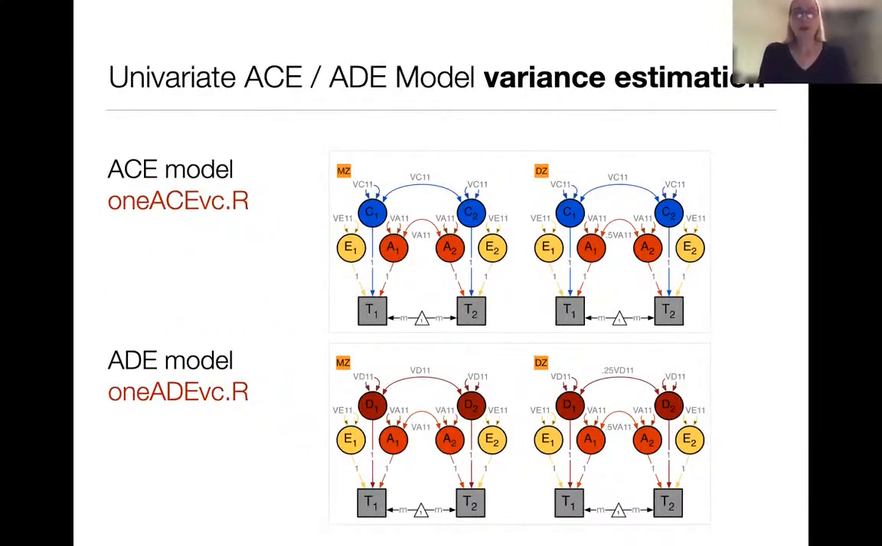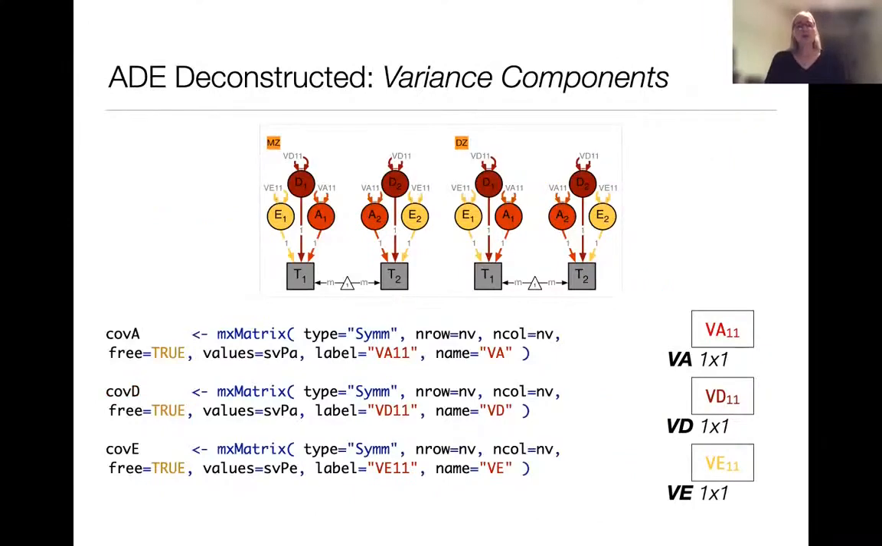So here are the two path diagrams for doing this type of modeling, and we're focusing here on direct variance estimation, because it has a number of desirable statistical properties that we'll go into in a bit. So if we take this down and translate this path diagram into OpenMx code, we are now going to use 3 different MX matrix statements to each capture one of the 3 possible variance components.